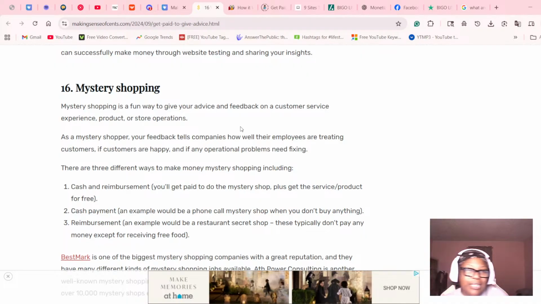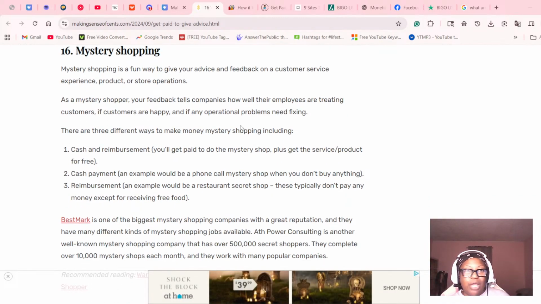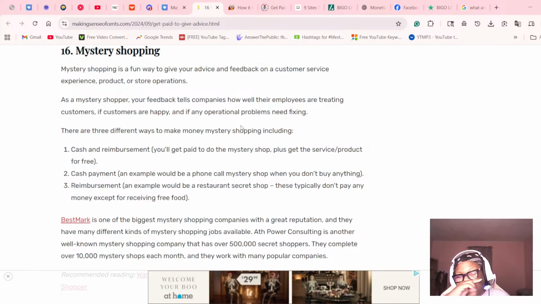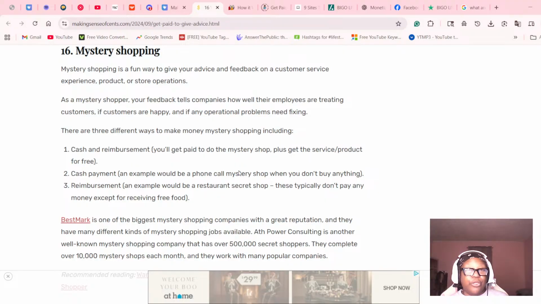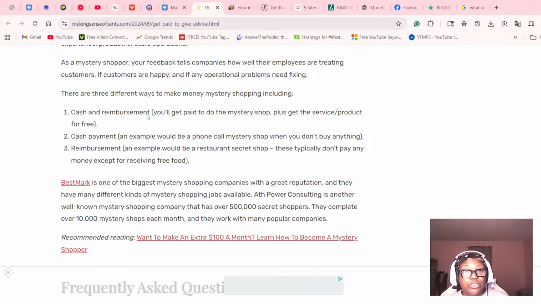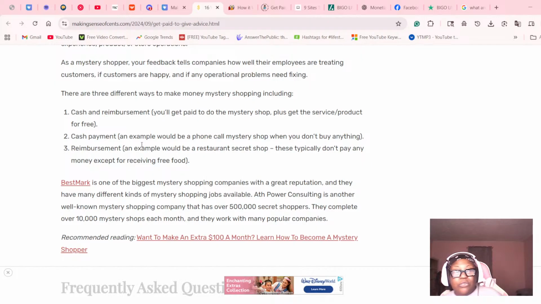So number 16, and I think this is the last one in this blog, mystery shopping. So if you want to become a mystery shopper, you can do that. Mystery shopping is a fun way to give your advice and feedback on a customer service experience. You can't do it from home all the time, though. You're gonna have to get up and you're gonna have to go out. Cash and reimbursement is how the payment goes. It's not going to be up front, though. I did research this because I remember somebody asking me, do you get paid up front or no? No, they don't pay you up front, but you will get reimbursed, or you will get paid after the assignment is complete. So that's how that works.